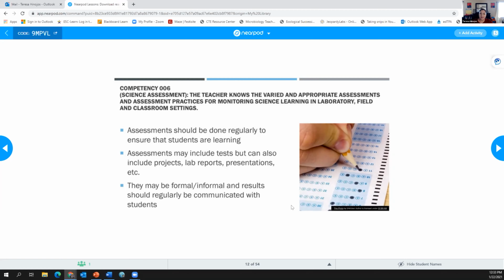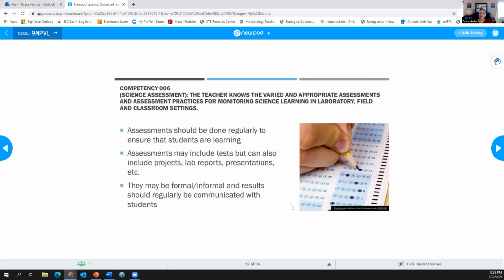We check for that understanding. So in science, you'll have your typical tests or quizzes that you would have in all your content areas, but some things that maybe in addition would be a lab report. A lab report would just be a way to have students explain what they saw in the experiment or in the phenomenon, and connect it to that content that you've talked about.